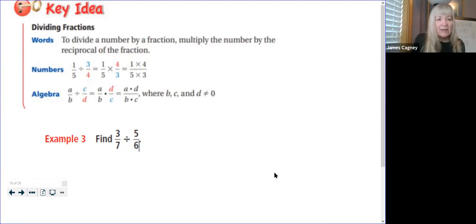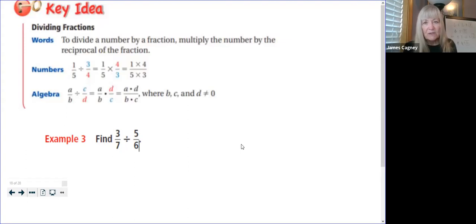If you say it with algebra, A over B divided by C over D is going to be the same thing as A over B times D over C, which will give me AD over BC. And here B and C cannot be 0. Remember, in math, the one thing I can never ever do is divide by 0. So let's try this one on the board. We're going to do 3 over 7 divided by 5 over 6.